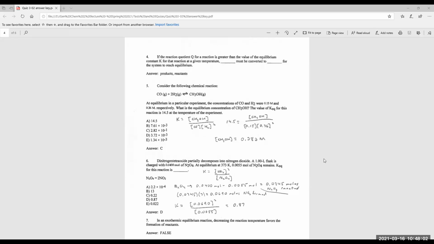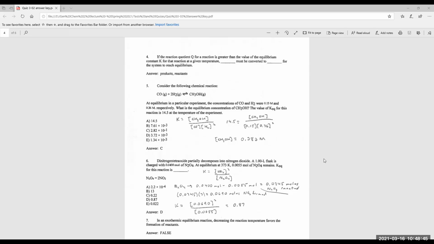Number 6, we're told that N2O4 decomposes to 2 moles of NO2, and that we start with 0.04 moles of N2O4. At equilibrium, 0.0055 moles of N2O4 remains, and we want to calculate the equilibrium constant for this reaction. As in the previous one, the first thing you do is write out the equilibrium expression. So it's NO2, that quantity squared, divided by N2O4.